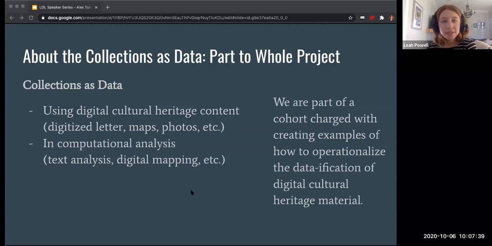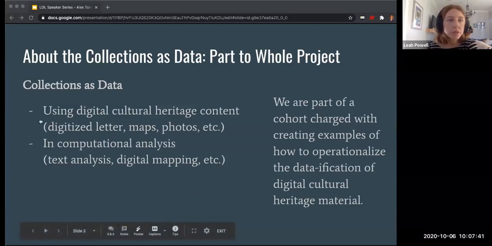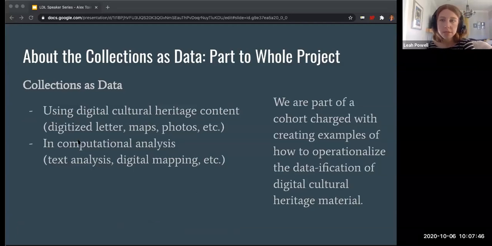What do we mean when we use the phrase collections as data? We're talking about using digital cultural heritage content, such as what's available on the LDL, digitized letters, maps, photos, etc., using that content in computational analysis. So text-heavy collections, you could perform text analysis on, digital mapping, that sort of thing. And we're part of a cohort within this greater project charged with creating examples of how to operationalize the datafication of our digital cultural heritage material.